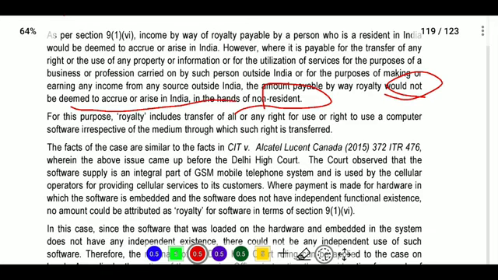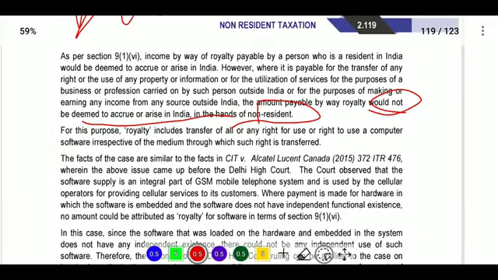be deemed to accrue or arise in the hands of the non-resident. Here what they have provided is only about the person who is resident in India, and however transfer of any right or use of property or information or utilization of services for the purpose of business or profession carried on by such person outside India for the purpose of earning any income from any source outside India. Amount payable by way of royalty would not be deemed to accrue or arise in India in the hands of the non-resident. Here, royalty includes only the transfer of all or any rights for use or right to use computer software, irrespective of the medium through which such right is transferred. Only the computer software will be treated.